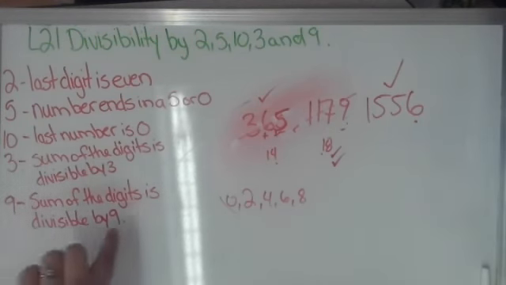Now remember, I've put these rules here for you, but these rules are also in your textbook. They are on pages 113 and 112 at the beginning of your lesson 21. That is divisibility by 2, 5, 10, 3, and 9 for course 1.